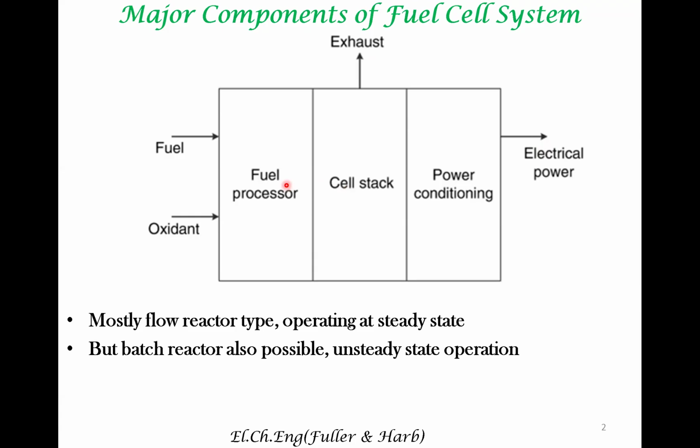That means a certain amount or a batch of fuel has been provided to a fuel cell and the operation is unsteady. It would still have a power conditioning module to have a particular kind of electrical power. So this has been attempted when a fuel cell is utilized for powering a laptop, for example. So a battery is a batch reactor, whereas a fuel cell can be operated as a continuous reactor.